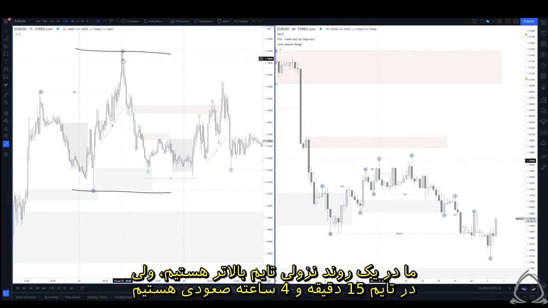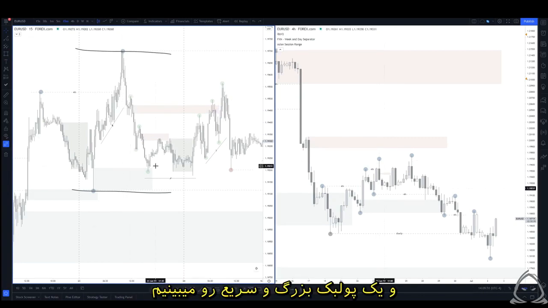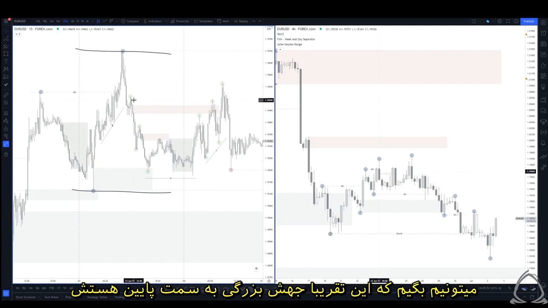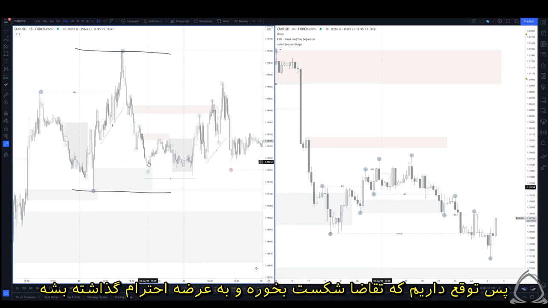We're in an overall higher time frame bearish trend. We're bullish on the 15 and the 4 hour, and we're starting to see a large aggressive pullback. We can definitely say that this is quite impulsive to the downside. So what we want to be seeing is demand failing and supply being respected.